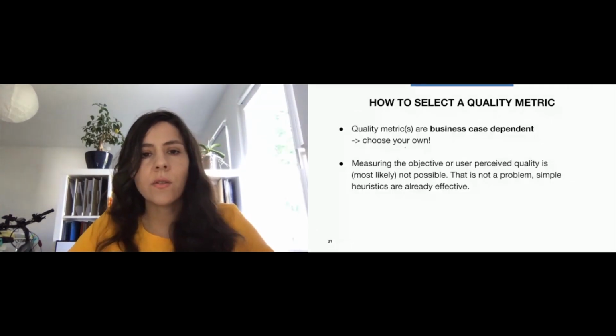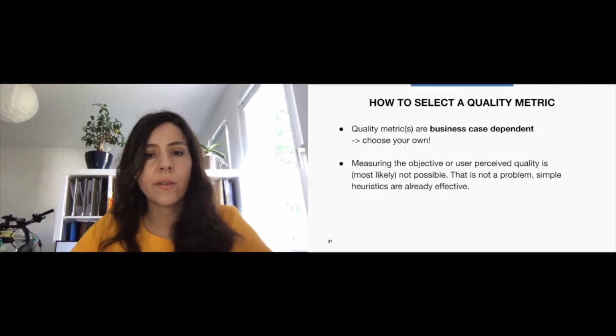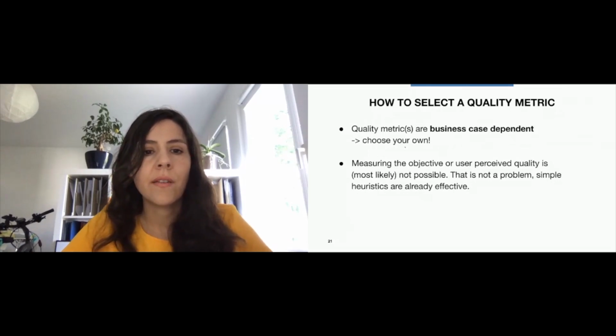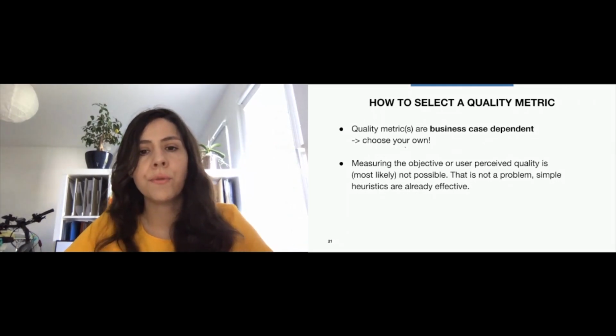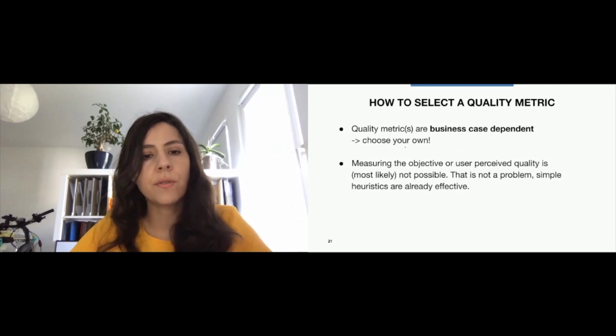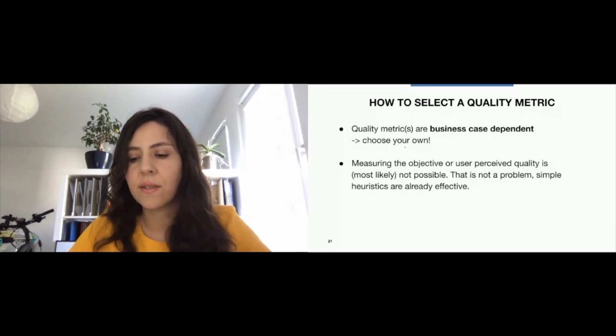So it depends on what your machine learning stack actually does. So you have to choose it on your own based on your business case. The good news is that you don't have to actually capture the real quality of what you're returning. That's typically quite difficult to capture, but you just need a quality indicator, a simple heuristic that probably goes down if one of these problems happens. So a simple heuristic is fine.